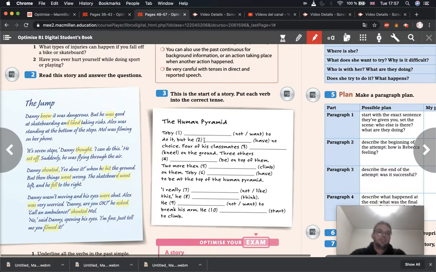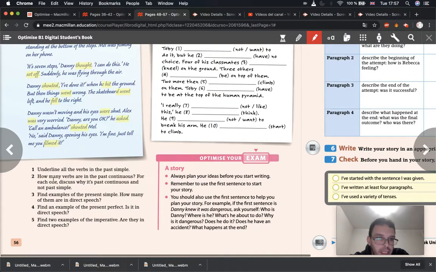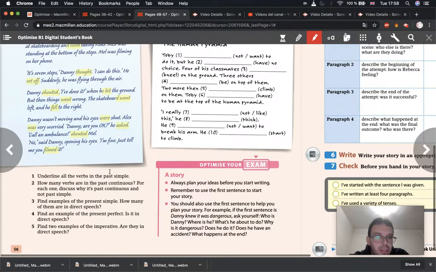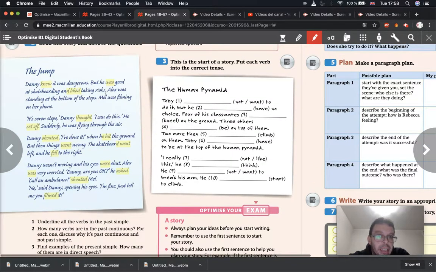So if you've noticed, most of the story uses past simple. That's one thing to take into account. Let's look at our next question. How many verbs are in past continuous? For each one, discuss why it's past continuous and not simple. Past continuous is was or were, and the verb with ing. One example of that would be here. So here's one sentence in past continuous. Alex was standing at the bottom of the steps. Mel was filming on her phone. And here, he was flying through the air.